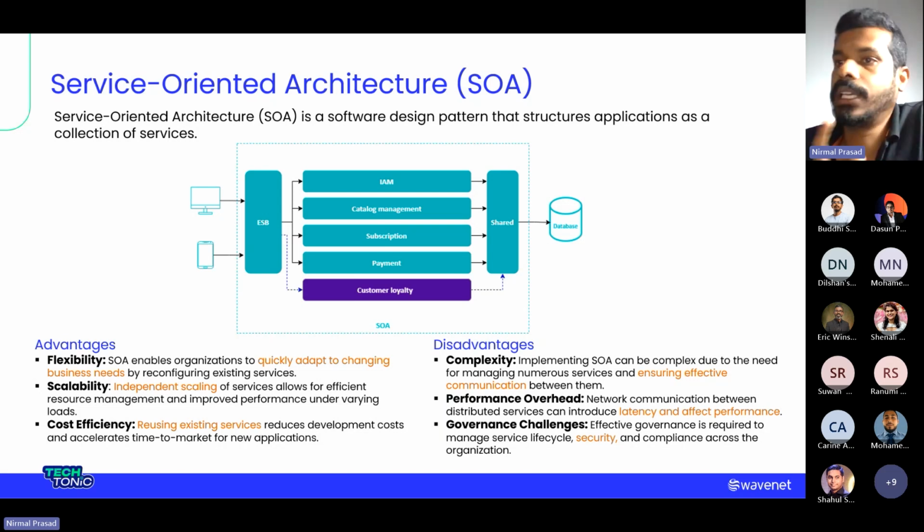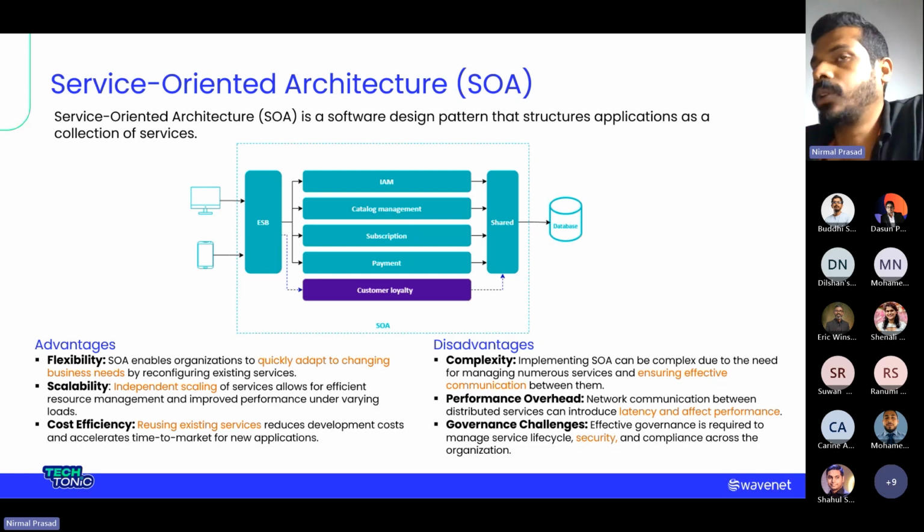And another thing is a new challenge we have, because all the communication of this service-oriented architecture goes mainly through APIs. So we have governance challenges also. We need to implement proper security practices if we use this kind of architecture: security, authentication, throttling, and those things we need to integrate. We need to think about this when we use this kind of architecture.